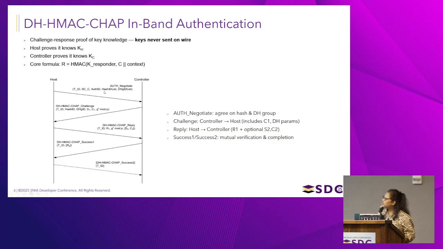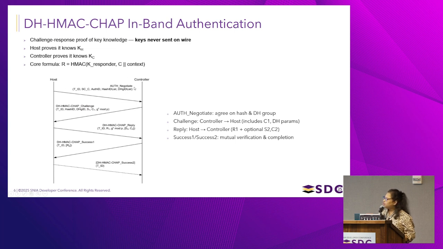So once the parameters are negotiated, the controller will create a challenge based on the negotiated parameters, and it will send it to the host. This is the challenge C1 that the controller will create. Once the challenge is sent, the host will use its own KH, the HMAC-CHAP key that it is configured with, and it will create a response R1. This response R1 will be validated by the controller, because the controller will also be provisioned with the KH key.